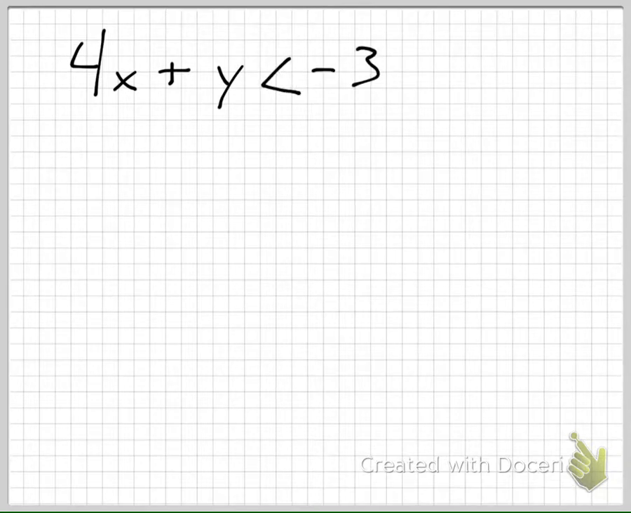Okay, let me give you another one. Okay, try this one. 4x plus y is less than negative 3. Graph that for me. I'm going to rewrite it a little bit neater than that. 4x plus y is less than negative 3.